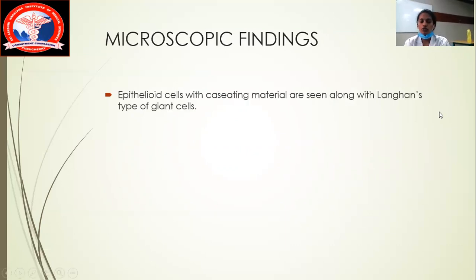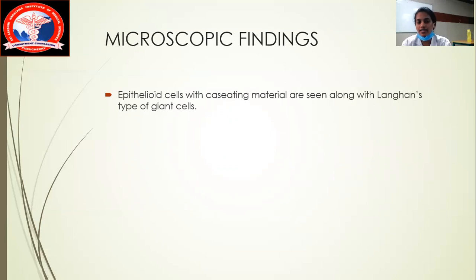Now, what is going to be the microscopic finding? If I keep the lymph node dissected region under the microscope, I can start seeing epithelioid cells with caseating material, which is seen along with Langhans type giant cells.